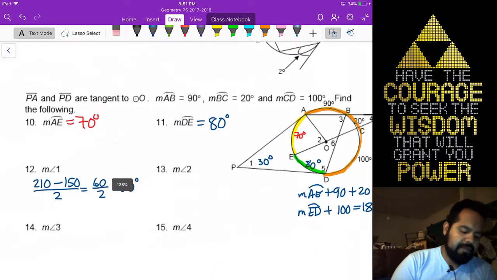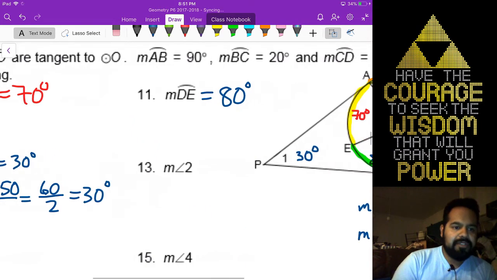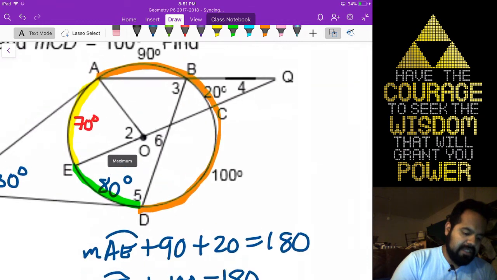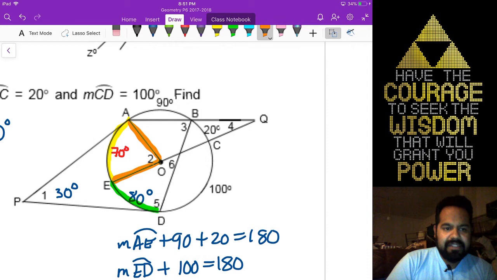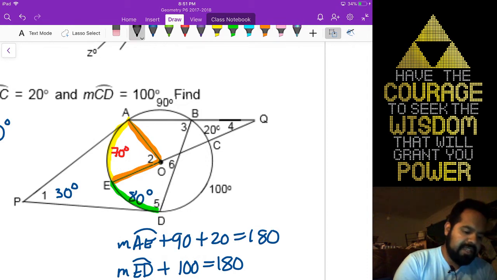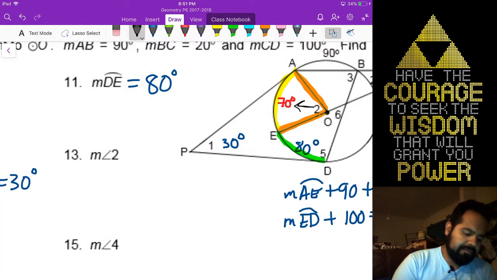All right, we're making progress. The measure of angle 2 is this inside angle over here. I'm going to erase that orange arc. This angle right here is angle 2. Well, it is a central angle, so it should be equivalent to the arc it's looking at, in which case that's going to be 70 degrees.